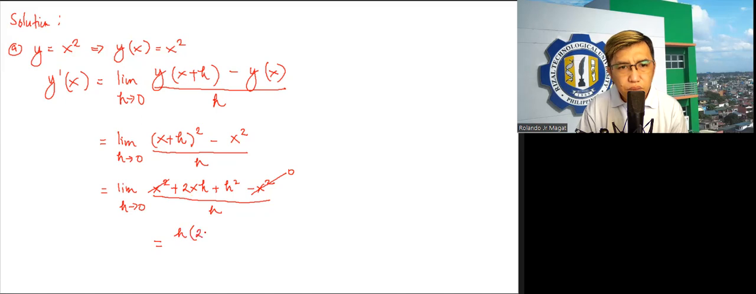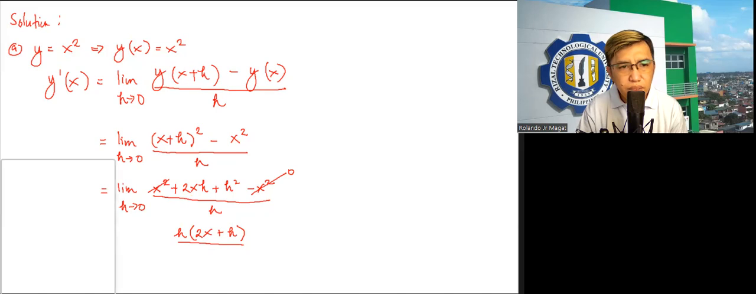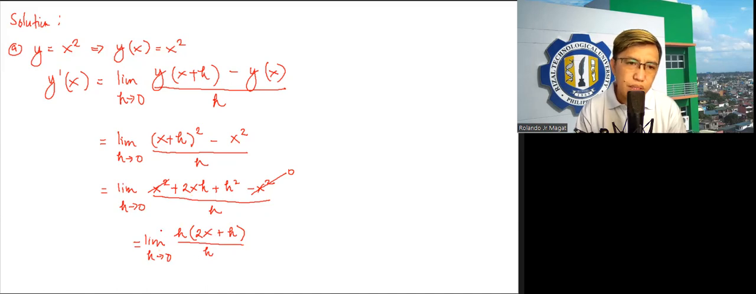So what we have is (2x + h)/h. Sorry, I lost the limit. Let's put the limit back: the limit of (2x + h)/h as h approaches 0. Okay, and we can now cancel out h, so that what we have here is the limit of 2x + h as h approaches 0.